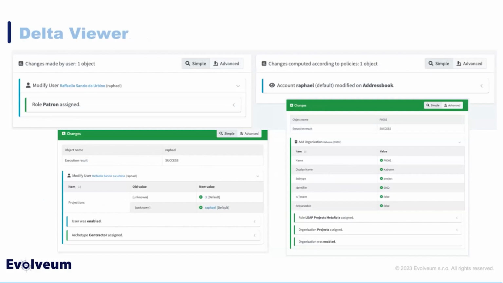The panel for viewing changes, either executed or being executed, was reworked to provide a better experience. The aim was to provide a more human-readable overview of what is going to be changed. You can see examples in the picture.